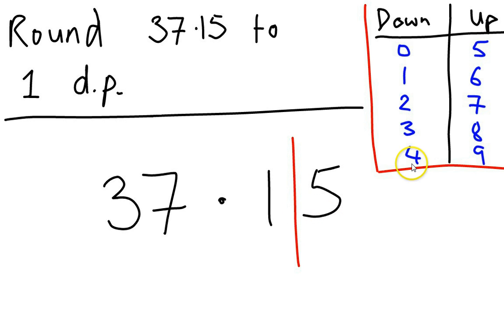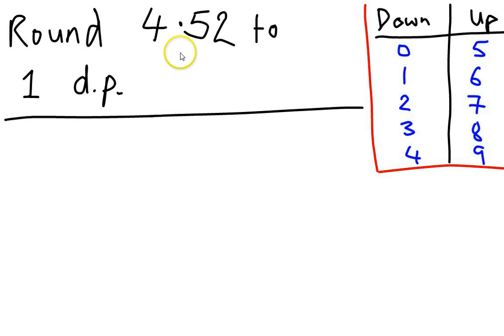Because the number that comes after my line is a 5, that means it comes in the up box. So the first decimal place is going to be rounded up to 37.2. The 5 has told us that we need to round the first digit up to 37.2. Let's do another example as well.